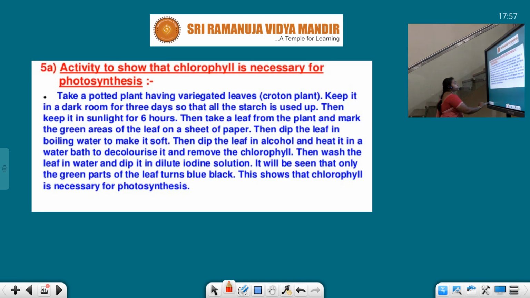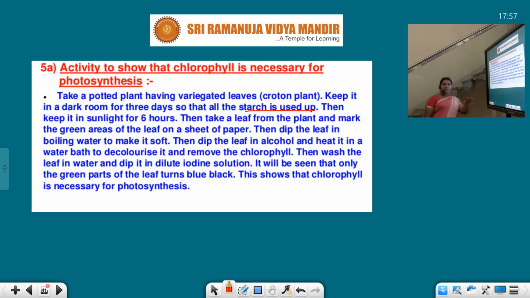Next, students, the activity to show that chlorophyll is necessary for photosynthesis. In the previous experiment we tested whether carbon dioxide is necessary for photosynthesis. Now here, whether chlorophyll is necessary. Again we have to take two potted plants having variegated leaves, for example the croton plant. Keep it in a dark room for 3 days so that all the starch is used up.